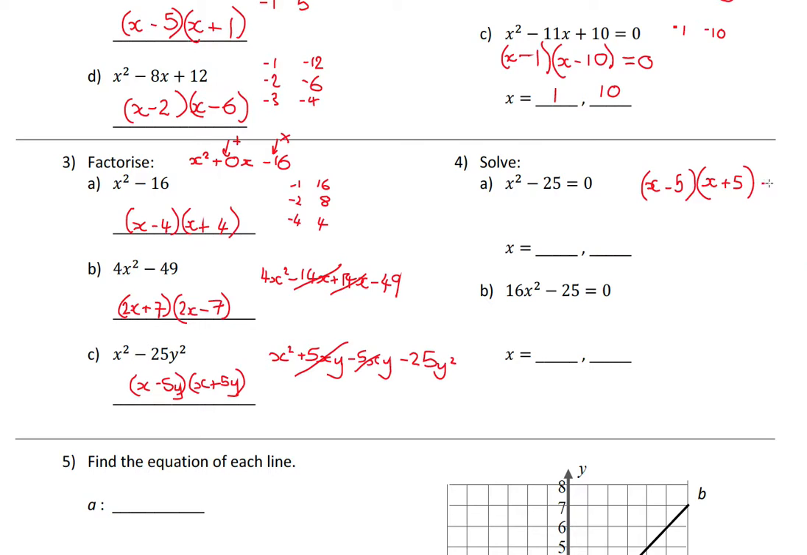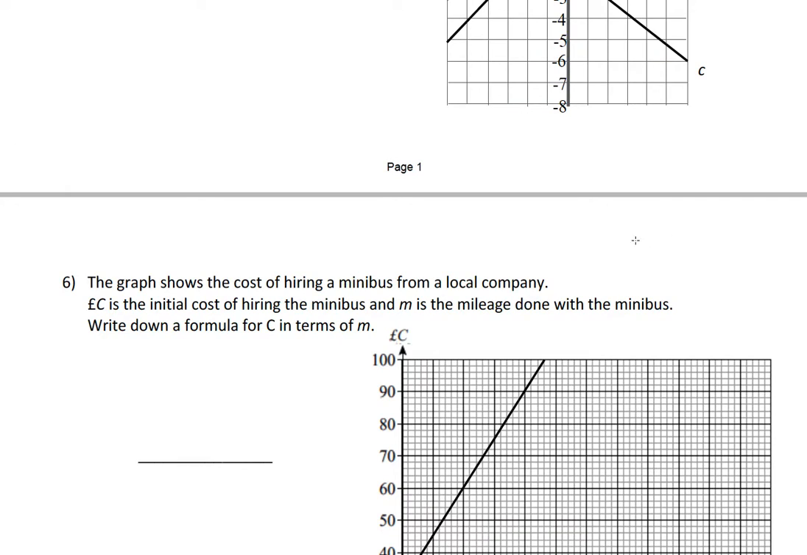Remember to keep the equals 0 there to remind yourself it's an equation that needs solving. It looks like a 6, not a 0. There we go. Okay, now what value of x would make this bracket 0? x minus 5 equals 0. It's got to be 5. 5 minus 5 would equal 0.